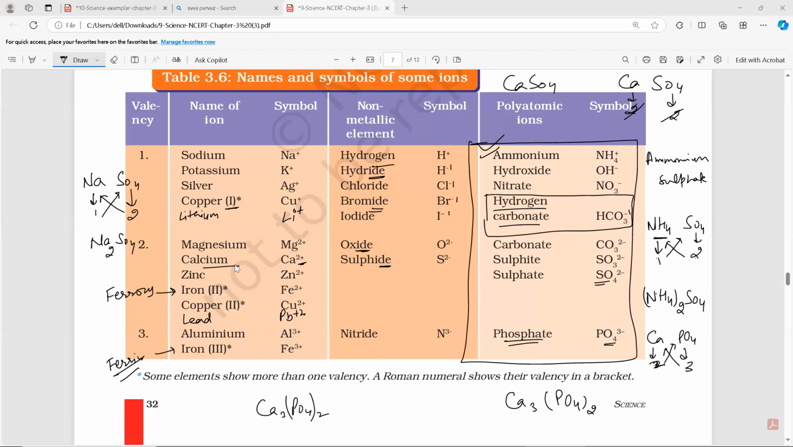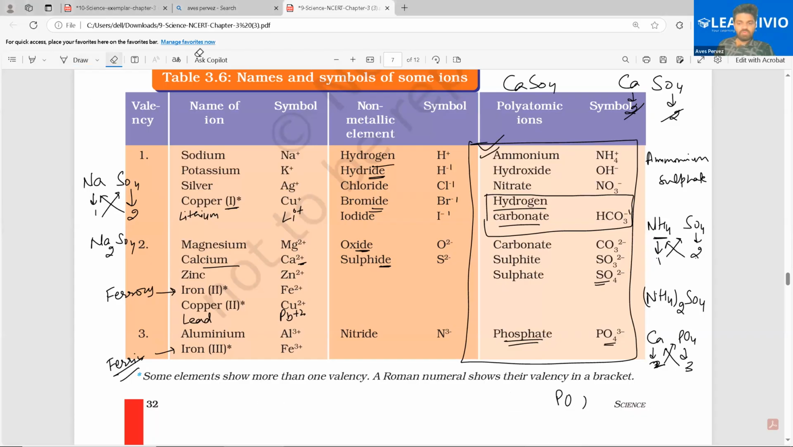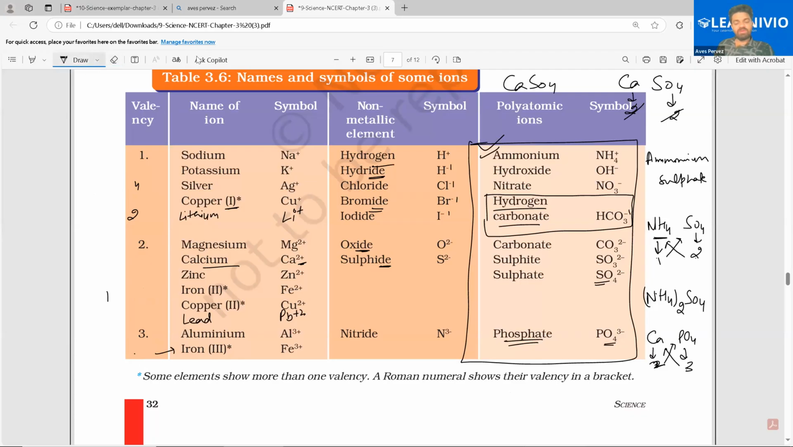Memorized? So if I ask you to write the formula of sodium hydrogen carbonate, sodium has valency 1 and hydrogen carbonate is HCO3, so valency is also 1. So when it is the same, whether it is 1, 1, 2, 2, 3, 3, it will be NaHCO3. Understood? Yes, sir. Note it down. This also.